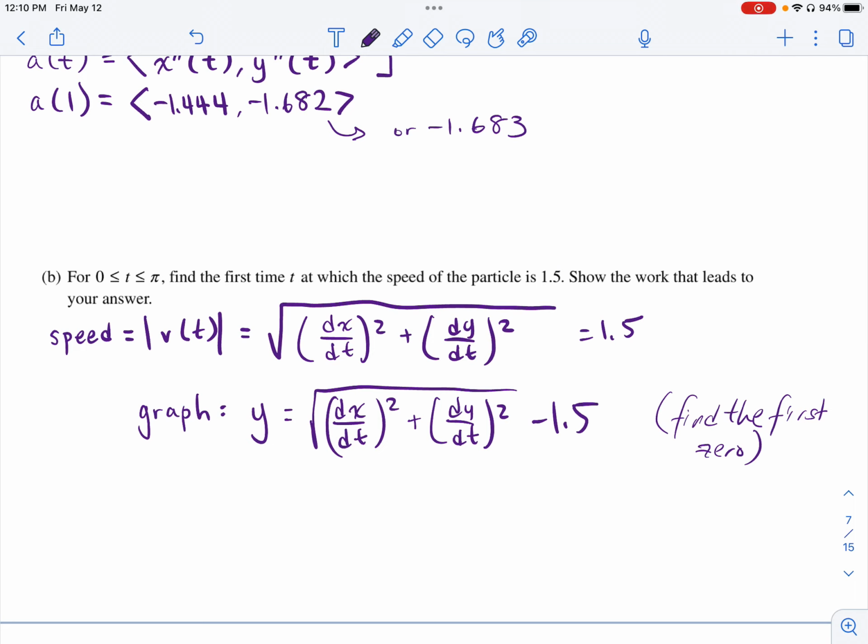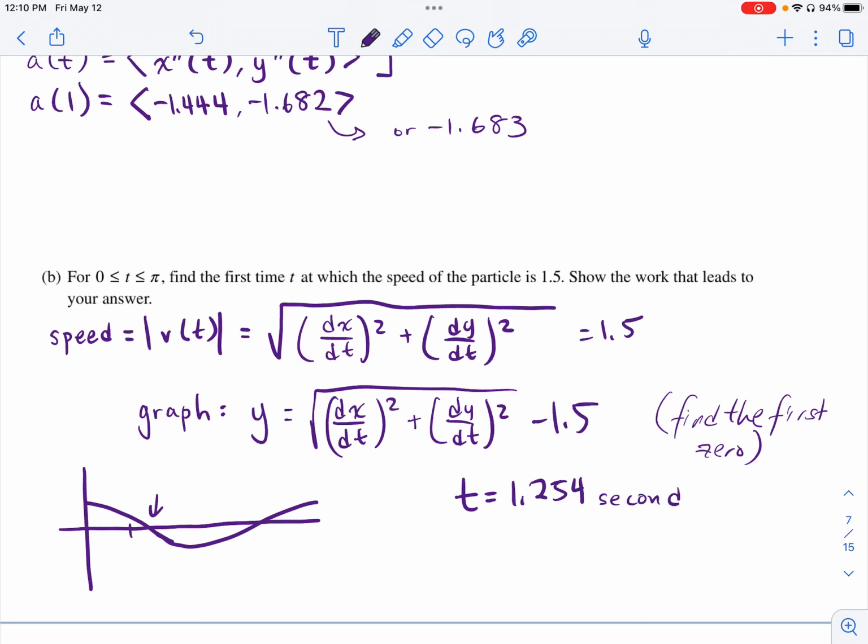You don't have to graph this in your free response, but I just wanted to give you a sense that the graph is probably not going to look that linear. It's going to look something like this. What you're trying to do is find this particular zero, and it turns out that t is approximately equal to 1.254 seconds. That's the first time it hits the x-axis. So that's going to be our value, and I'm going to write the first time. Really it's just pretty calculator heavy again for this part.